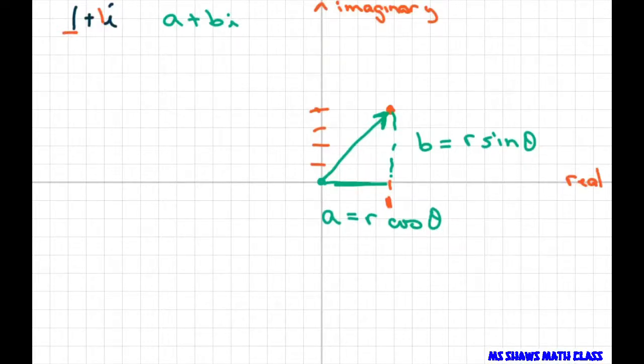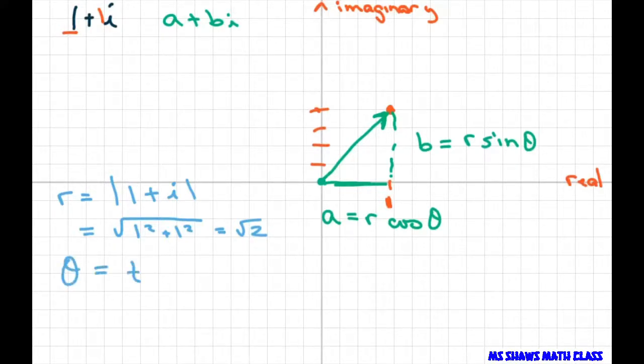So to get your conversion, what we're going to do is write r equals the absolute value of 1 plus i. So this is going to equal the square root of 1 squared plus 1 squared, which equals the square root of 2. And again, your theta we get from tan. So theta equals inverse tan of 1 divided by 1, which equals 45 degrees.